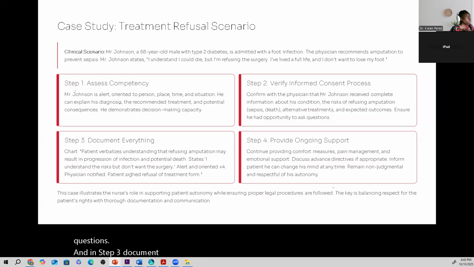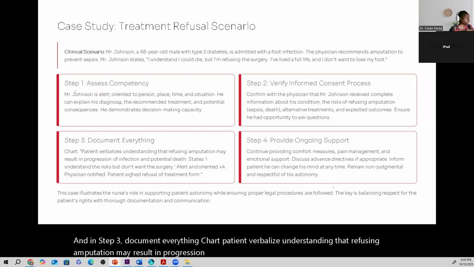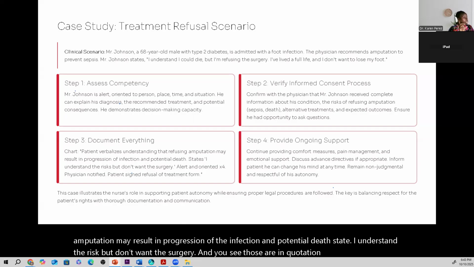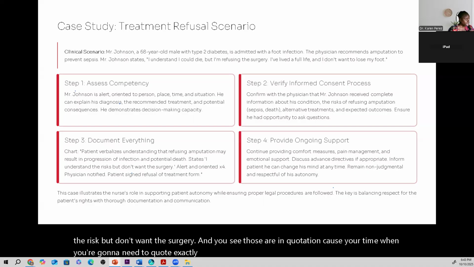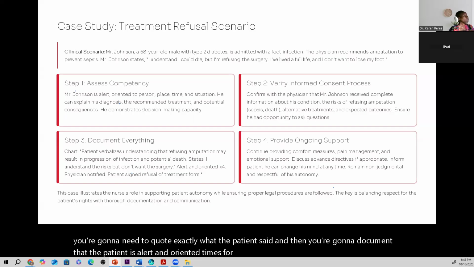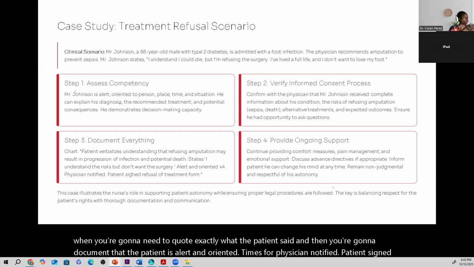Chart patient verbalized understanding that refusing amputation may result in progression of the infection and potential death. State, I understand the risk, but don't want the surgery. And you see, those are in quotation because there's a time when you're going to need to quote exactly what the patient said. And then you're going to document that the patient is alert and oriented x4, physician notified, patient signed refusal of treatment form.